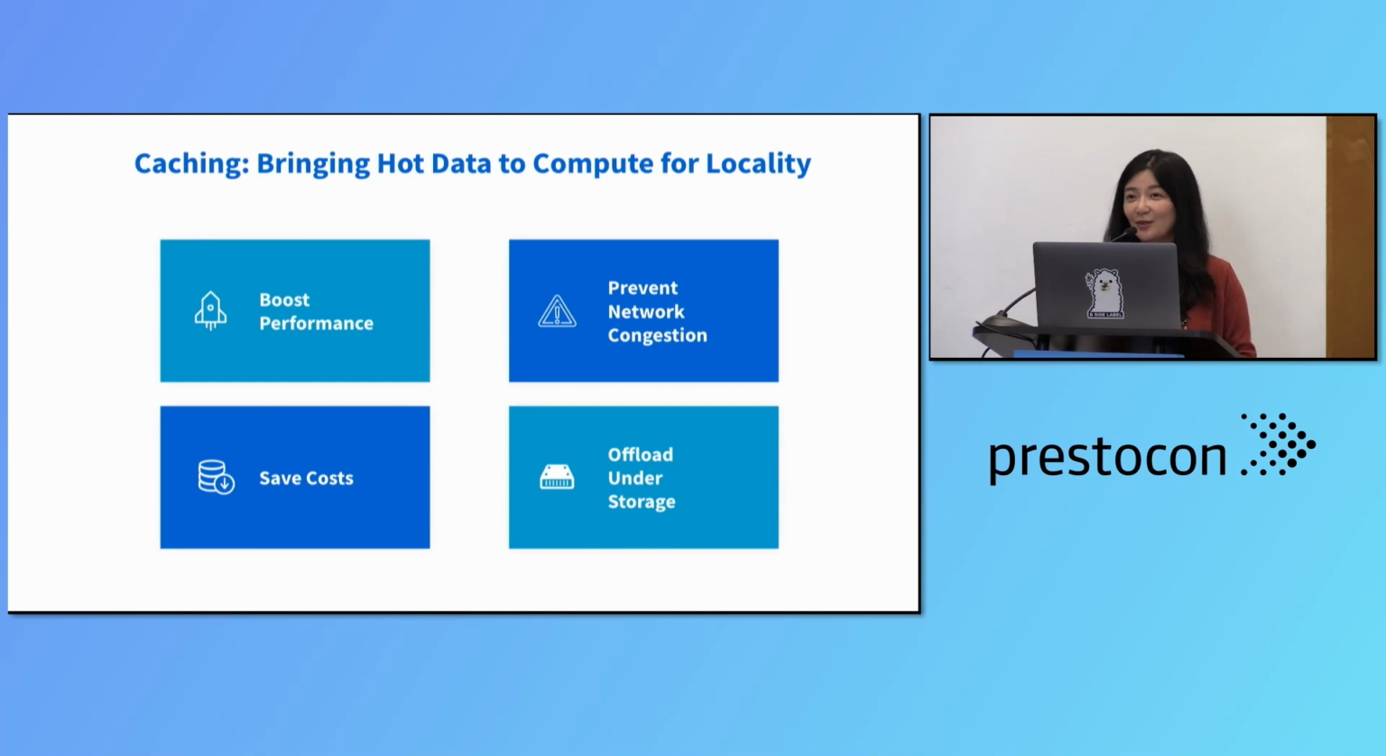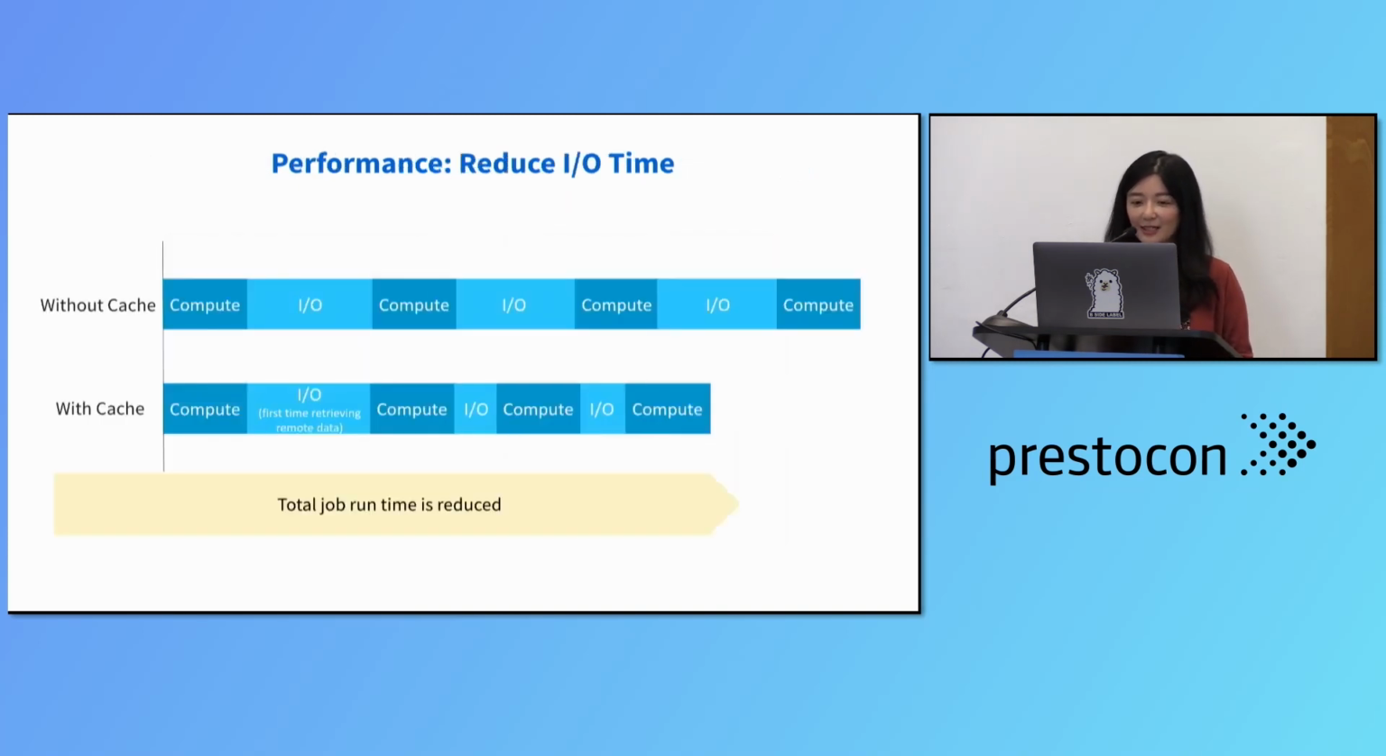So I mentioned caching, right? We talk about data locality. Data locality means you place your computation in the same place as where your storage is. And caching is bringing your hot data to compute. It's bringing data close to compute, that approach. Because not all your data is hot, it doesn't mean you will bring a lot of data to your compute. You only bring that hot data. So there are 4 values caching provides.